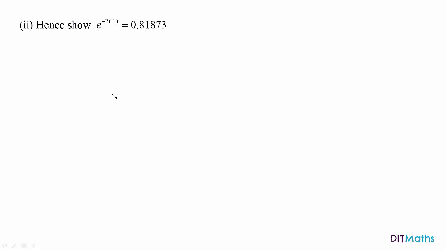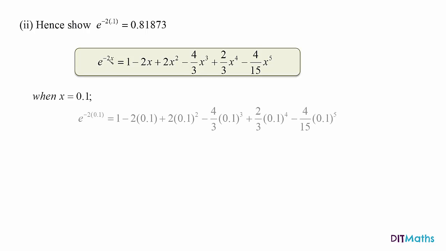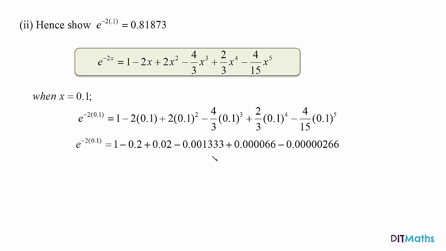In part 2 we were asked, hence show e to the power of minus 2 times 0.1 is equal to 0.81873. So from part 1 we showed that e to the power of minus 2x was given by the following power series. So substituting x equal 0.1 into this series, we get e to the power of minus 2 times 0.1 is equal to 1 times the following. And if we calculate these terms out, we get the following, which when we add up will give 0.81873. And this was the value that we got originally when we typed e to the power of minus 2 times 0.1 into our calculator.